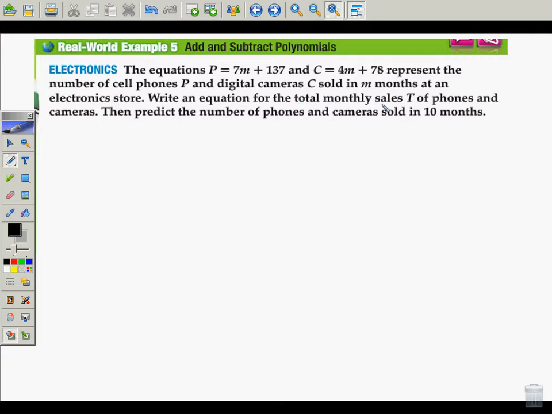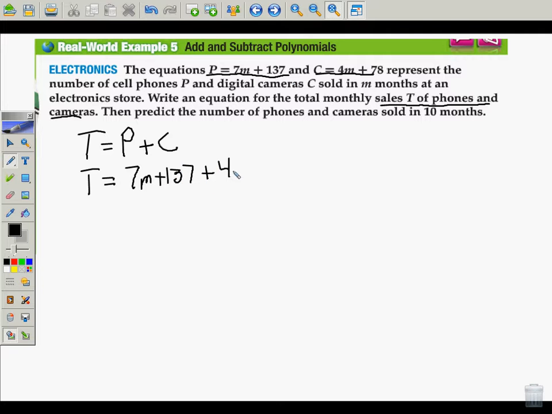So we're going to get the total of phones and cameras. Then we're going to predict the number of phones and cameras sold in 10 months. Well, I know the total is going to equal the amount of phones plus the amount of cameras, which we actually know what those equations are. So I'm going to substitute in the values for P and C in here. So I've got P is 7m plus 137 plus C, which is 4m plus 78.